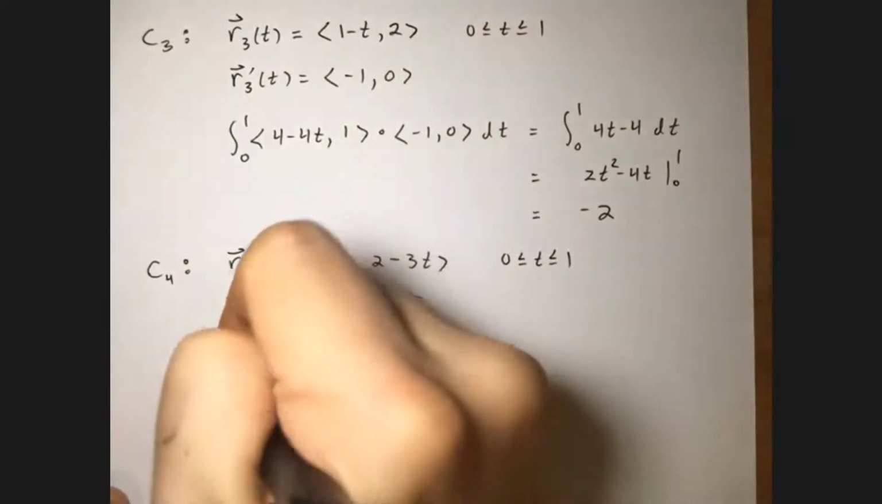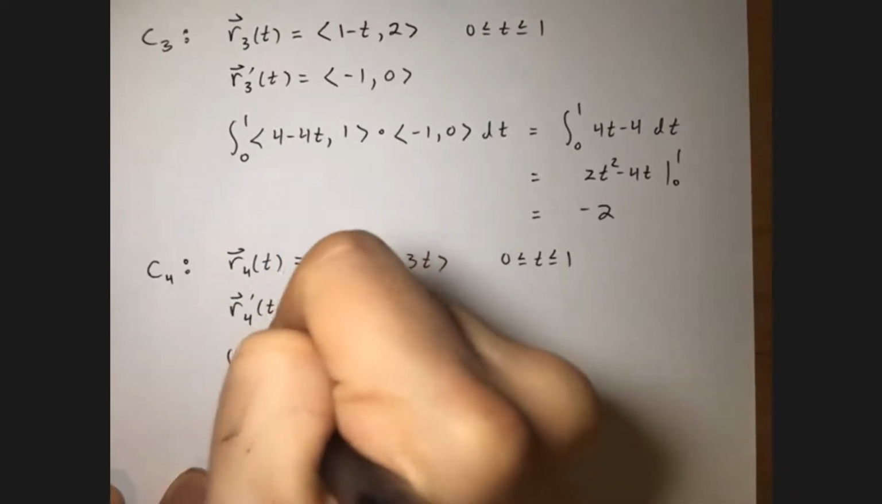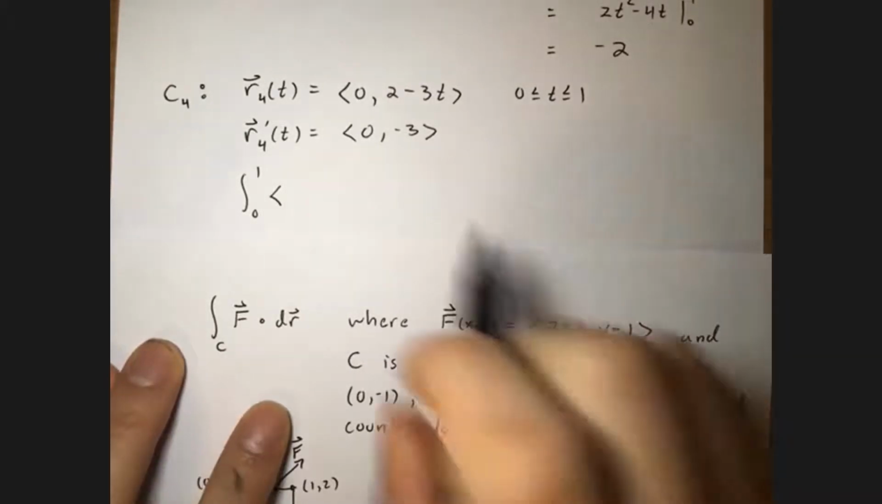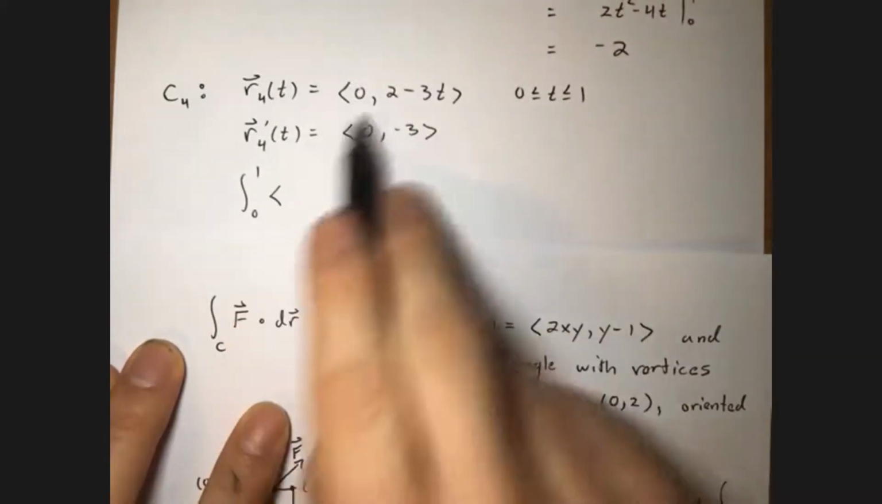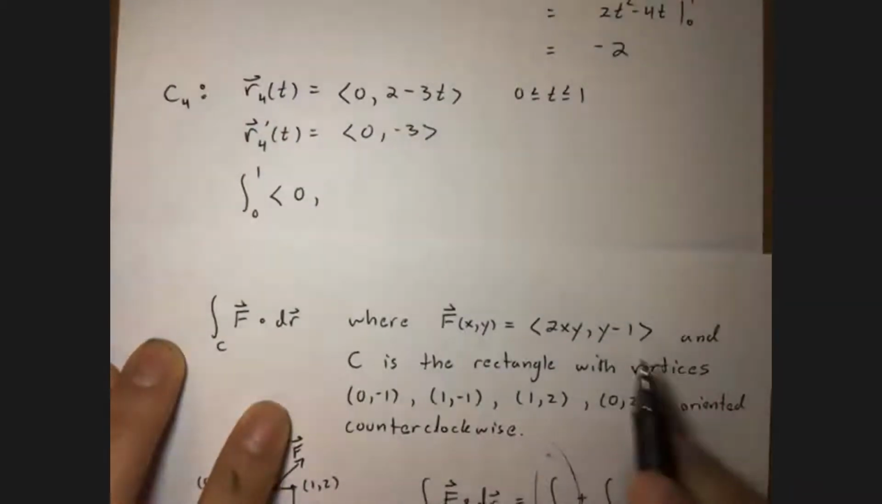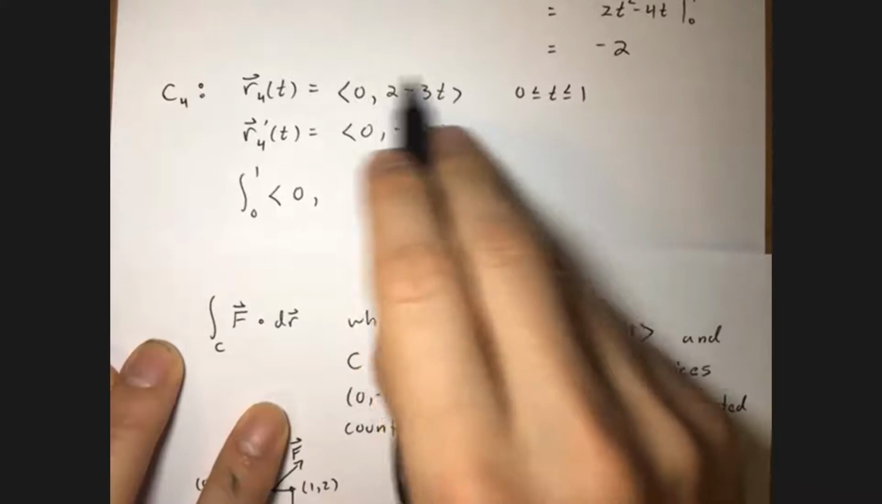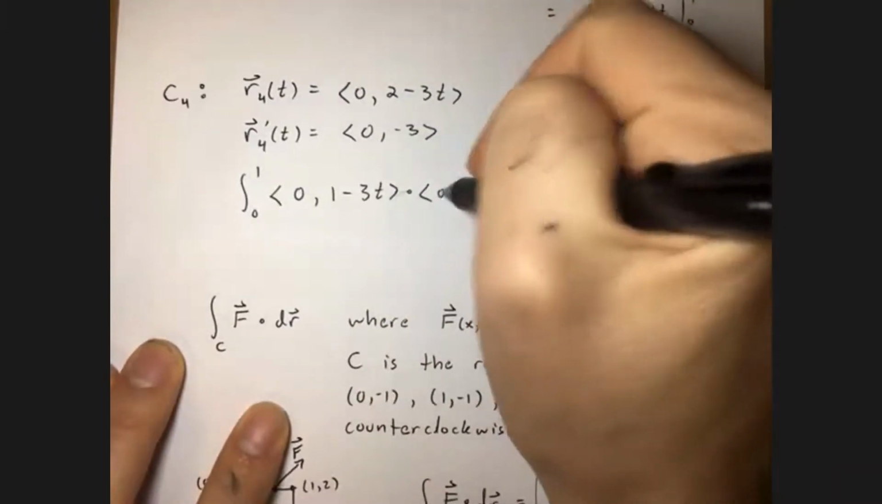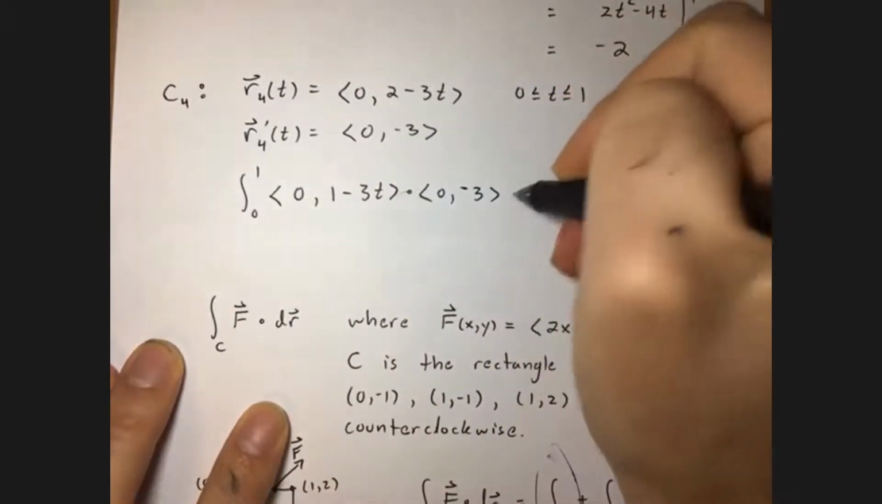So we plug these into our force vector field. All right, so our force vector field was 2xy. So I'm going to take 2 times this times this. Well, that's 0. And then y minus 1. So this minus 1. So that's 1 minus 3t. And I'm dotting that with r prime dt.